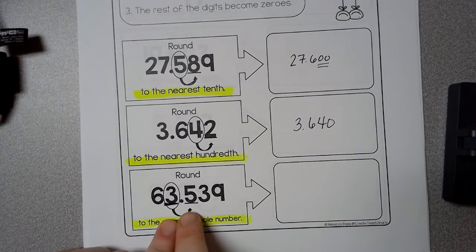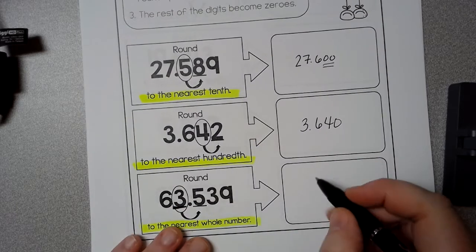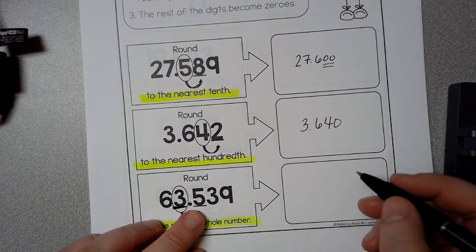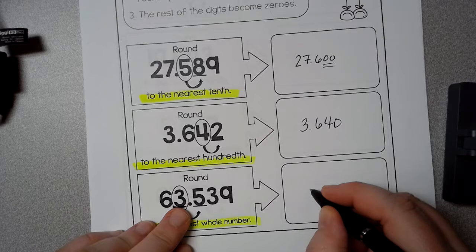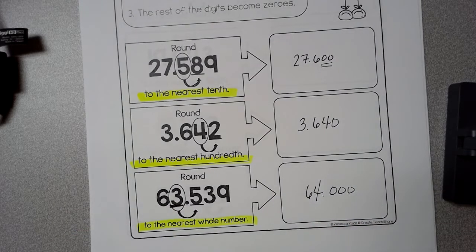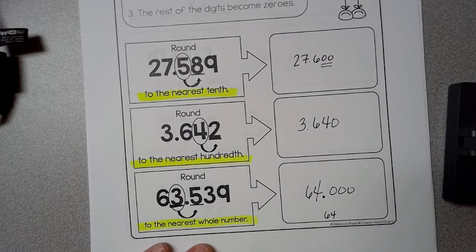So your whole number would be your 3 because that's the one nearest to the number we're going to be rounding with. And it's a 5. Now, a lot of people will say, well, the 5's in the middle. That is true. But when you have a 5, you round up. So with the 5 being 5 or more, that 3 becomes a 4. So your answer would be 64 and 0, or you could have just written, for me, just 64.